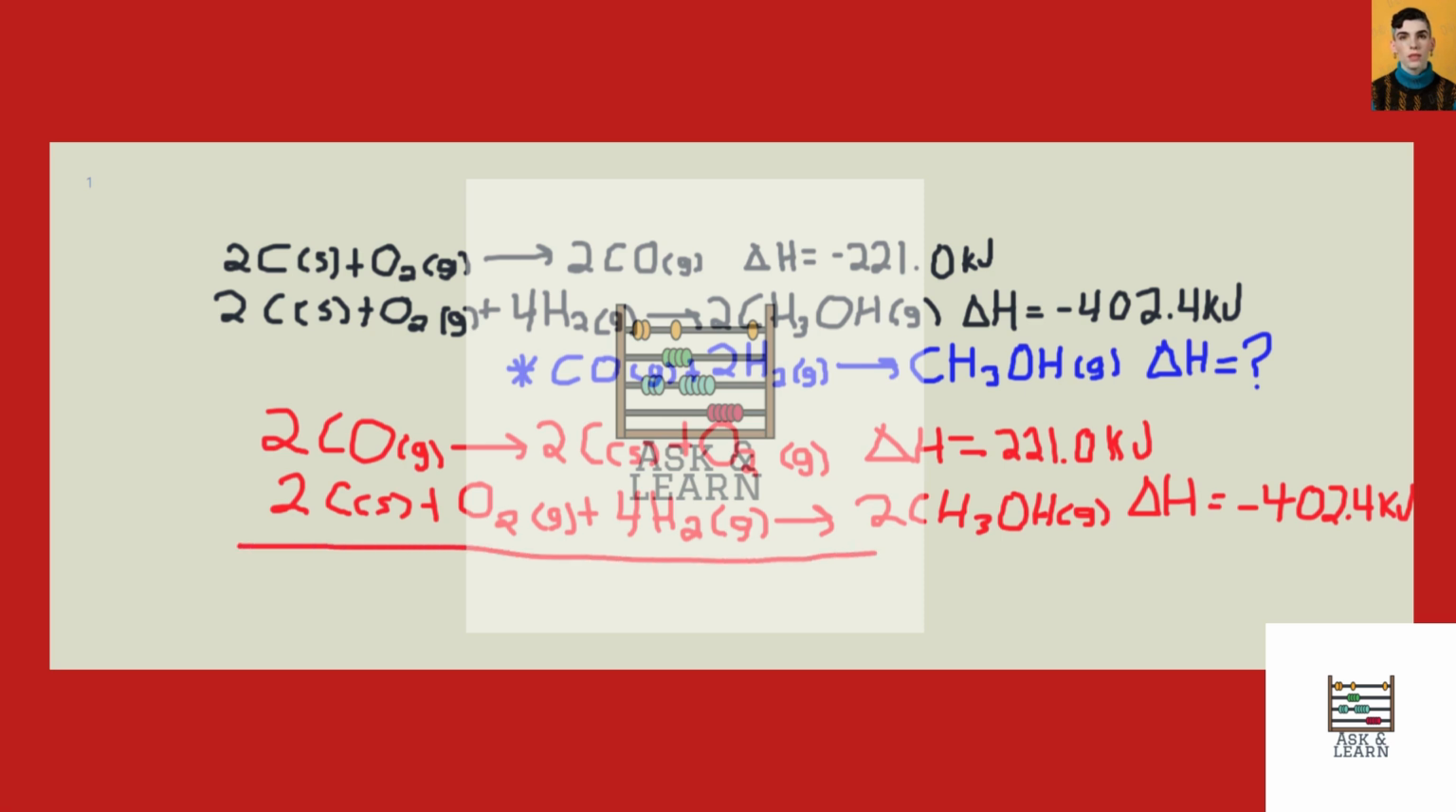Okay, now we're going to add these together. So we have two carbons on the left, two carbons on the right. We're going to cancel them out. Now we've got an oxygen on the left, oxygen on the right. We cancel that out. So this creates a situation where we have 2CO plus 4H2 yields 2 methanol.